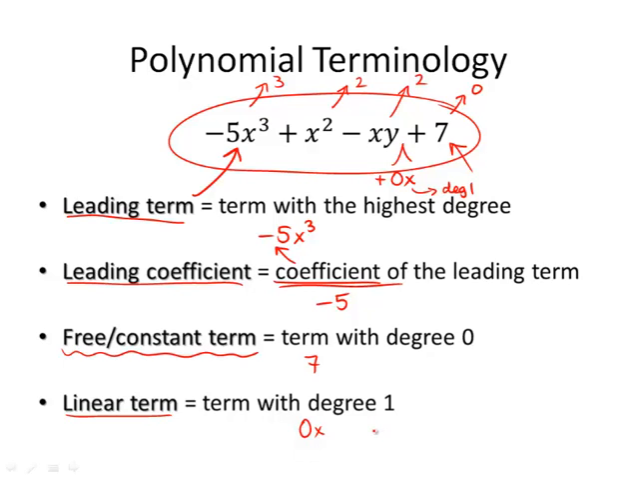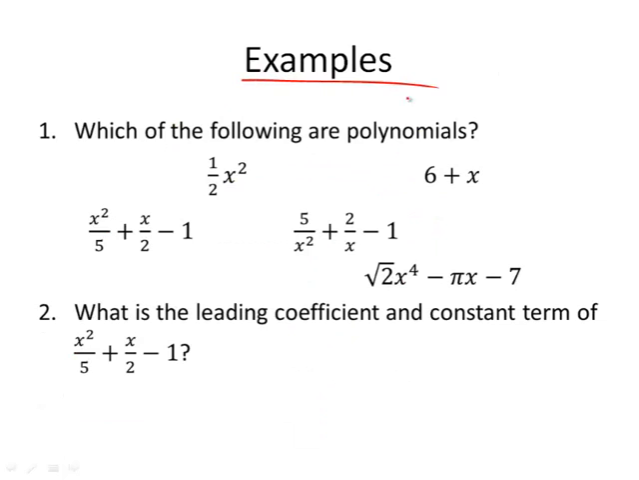If you did say that there does not exist a linear term in this example, that would also be fine. So let's take a look at some more polynomial-related examples. Which of the following are polynomials?